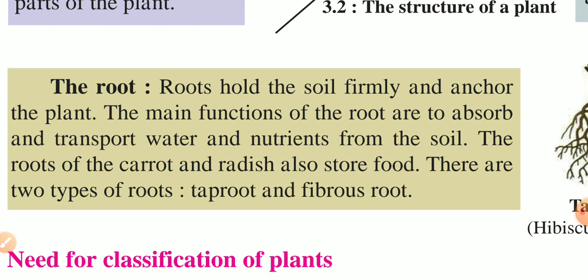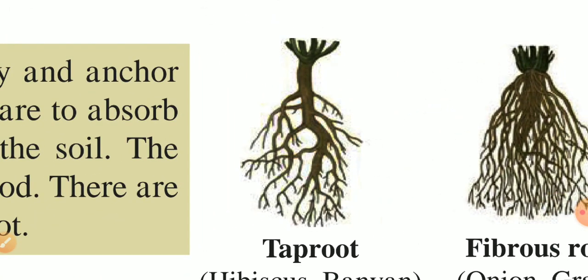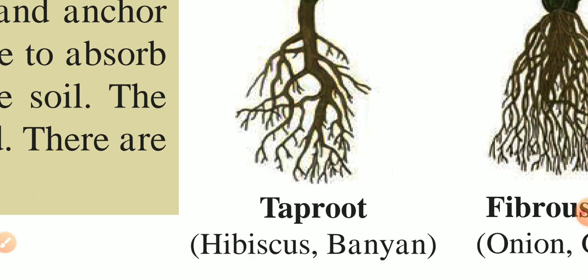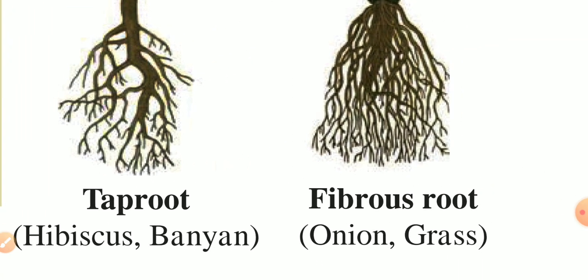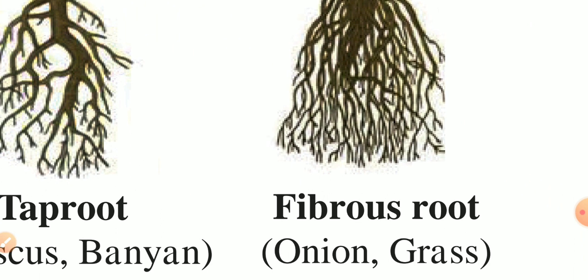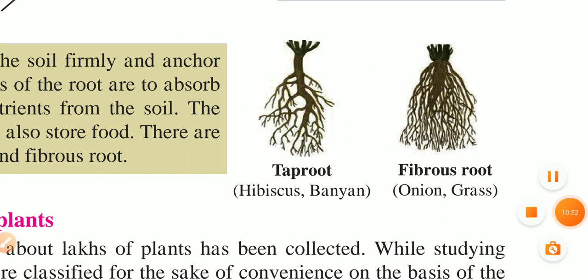There are two types of roots, tap roots and fibrous roots. Tap root means what? It has lots of small branches, and it looks like a tap, as in hibiscus and banyan. And fibrous roots are in onion and grass. If you check an onion at home, you can see there are lots of small grass-like roots. These roots are known as fibrous roots.